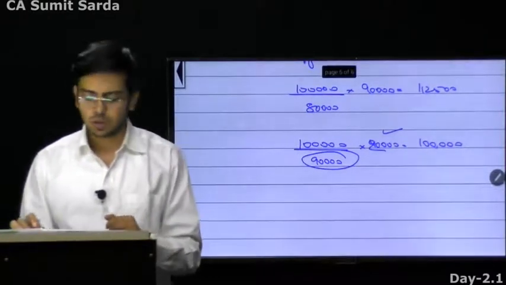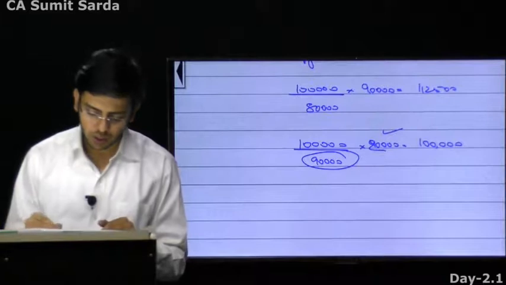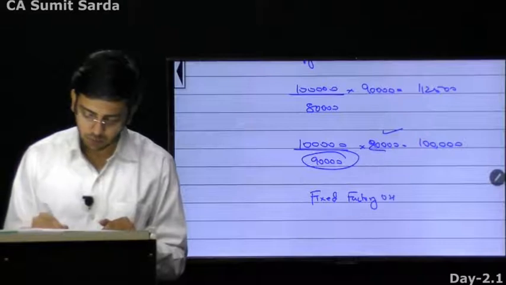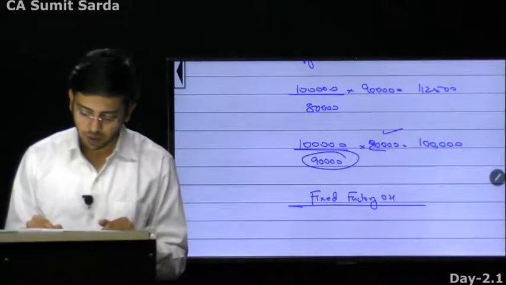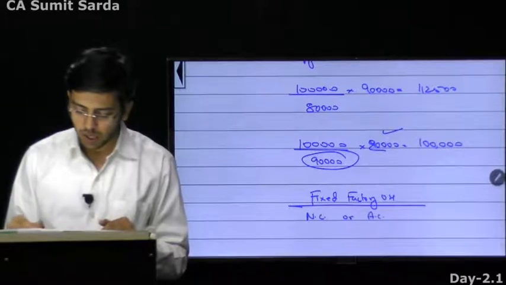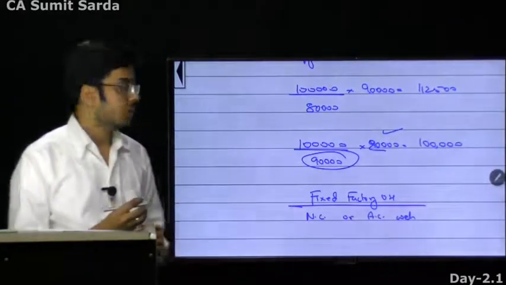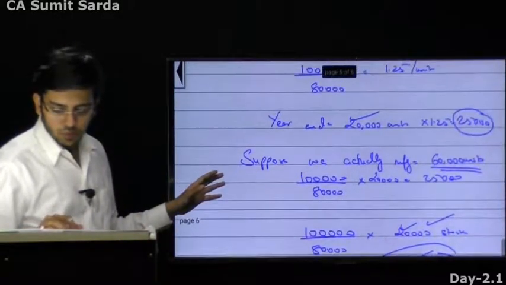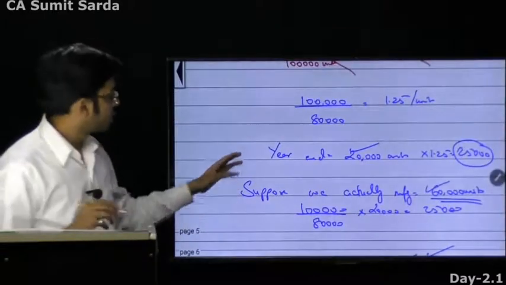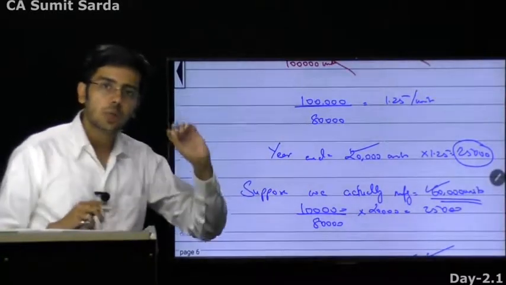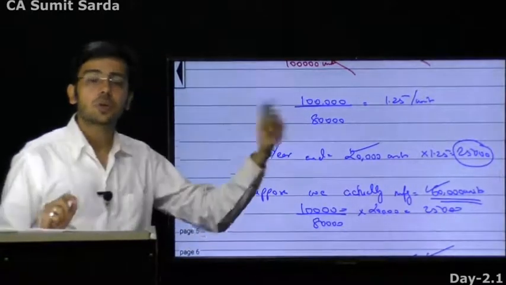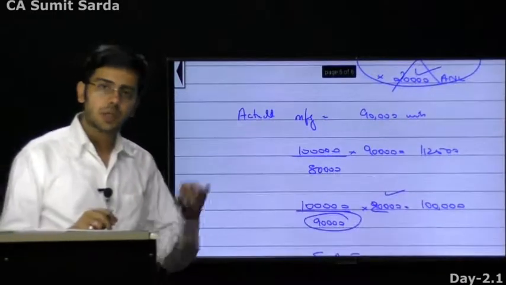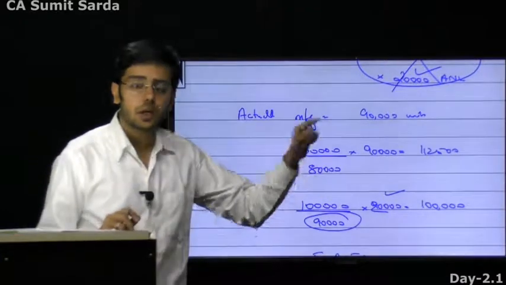Sir, we are confused. Sometimes you are saying normal capacity, sometimes you are saying actual capacity. See, what you have to do is fixed factory overhead has to be divided by normal capacity or actual capacity, whichever is higher. Remember, whichever is higher. Fixed factory overhead, like earlier 1 lakh, normal capacity was 80,000, actual production has been 60,000. We are dividing it by normal capacity 80,000 or actual capacity 60,000, whichever is higher, 80,000. Now we have manufactured 90,000 units, normal capacity 80,000, actual capacity 90,000, whichever is higher, we are dividing it by 90,000.